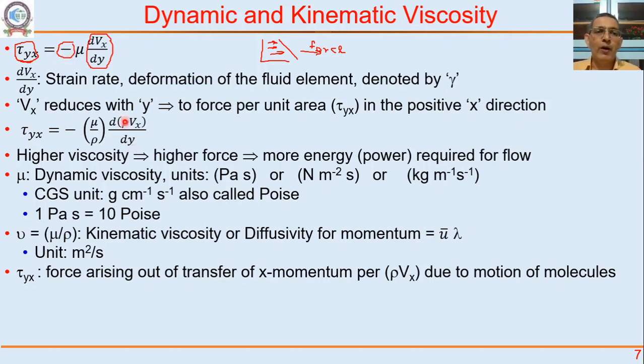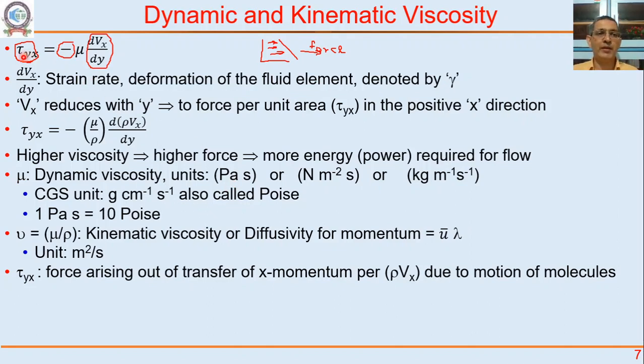Now rather than talking about Vx, we would rather talk about rho Vx. So I can take this expression, multiply and divide by rho. So I can write mu by rho d by dy of rho Vx. Now rho Vx is momentum in the x direction per unit volume of the fluid, and this mu by rho we can call kinematic viscosity. So we are going to define two kinds of viscosities, the dynamic viscosity and the kinematic viscosity. Dynamic viscosity we are going to write by symbol mu. It has units of Pascal second.